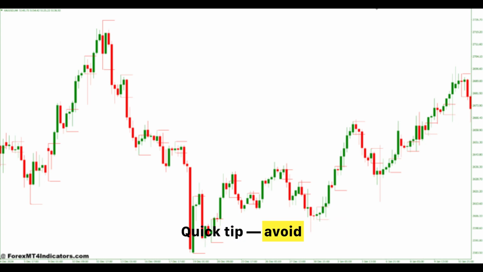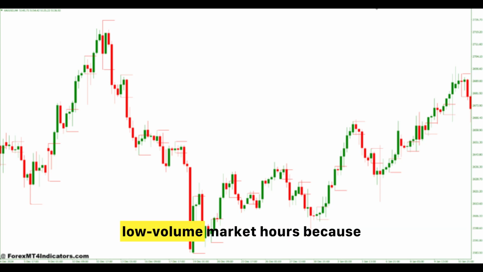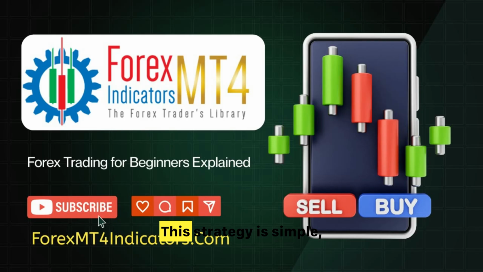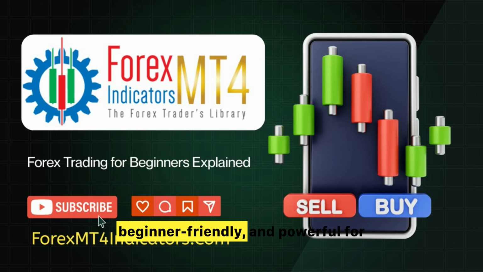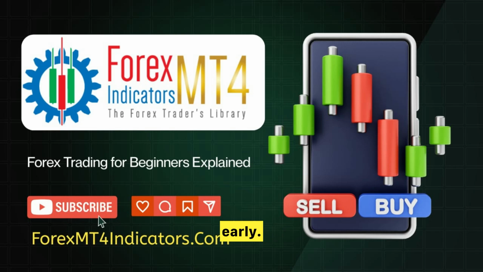Quick tip: avoid trading weak breakouts during low-volume market hours because fake breakouts happen more often when momentum is low. This strategy is simple, beginner-friendly, and powerful for catching explosive Forex moves early.